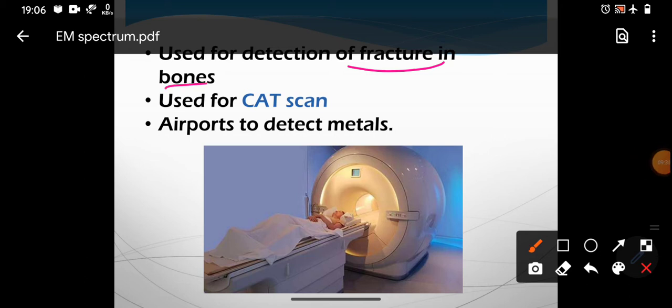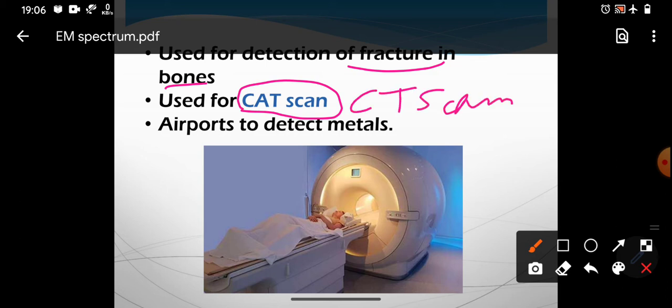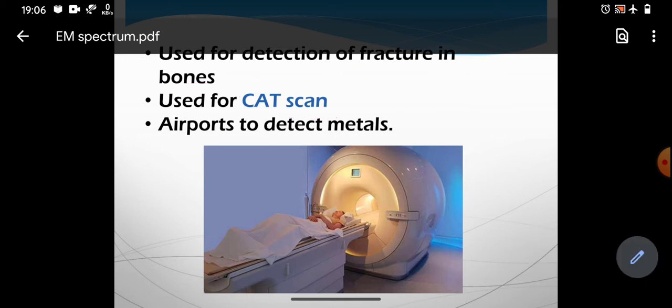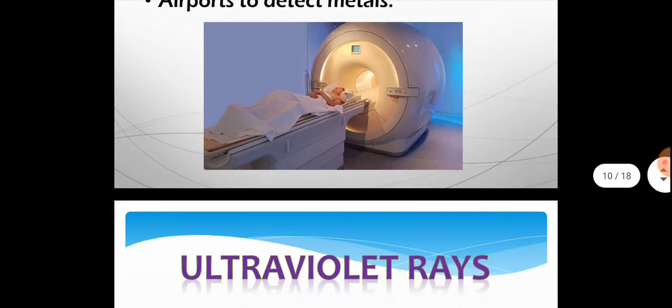They are used for CAT scan. Now CAT scan means the CT scan only is known as CAT scan, okay. Then it is also used in the airports for scanning, so that anyone carrying any hidden weapons can be detected, okay. For that also X-rays are used. Let's proceed to the next one.